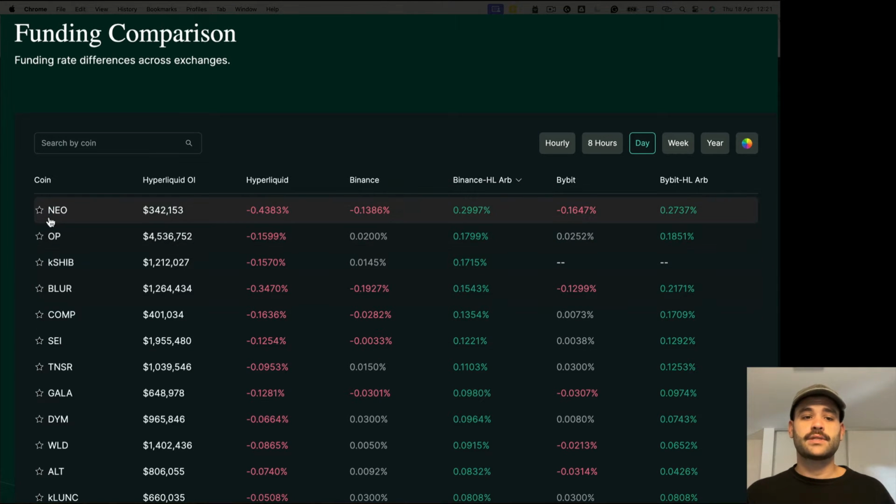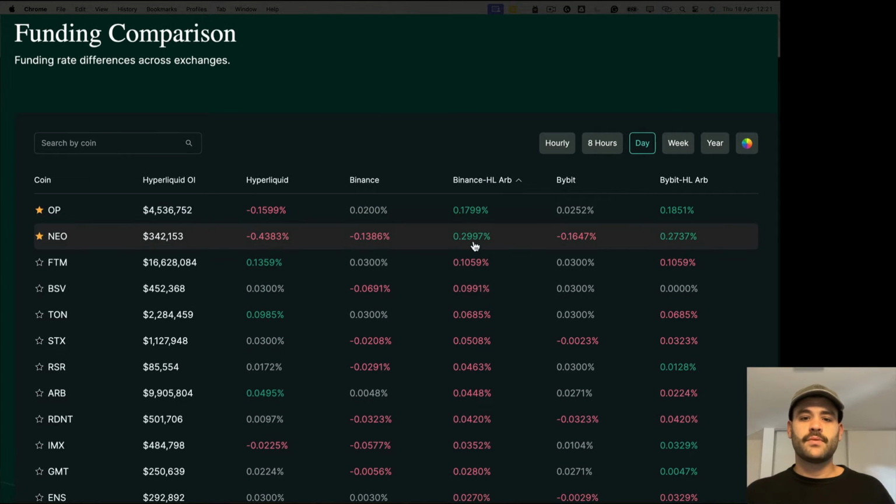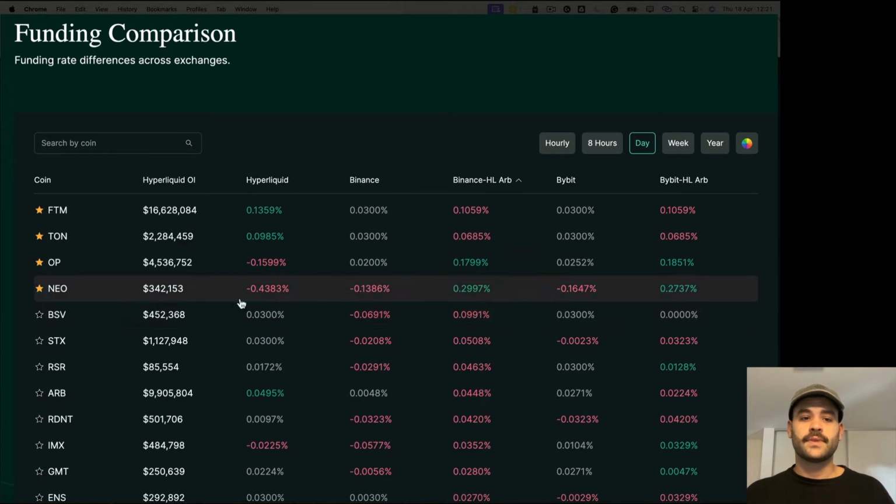So in this case, we are seeing NEO at 0.29% today and OP at 0.17. So let's say that we like these two. And for the other side, we would like to have FTN, let's say, and TON. So these are the four markets that we like.